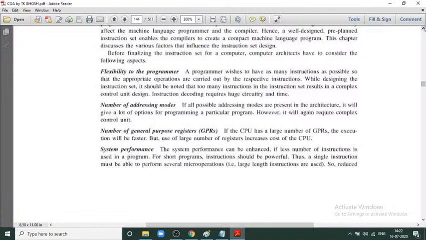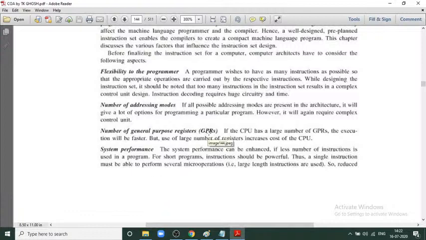If all possible addressing modes are present in the architecture, it will give lots of options for programming a particular program. However, it will again require a complex control unit. The next advantage of the computer instruction set is the number of general purpose registers. We require some general purpose registers to write our program or to execute our instructions.